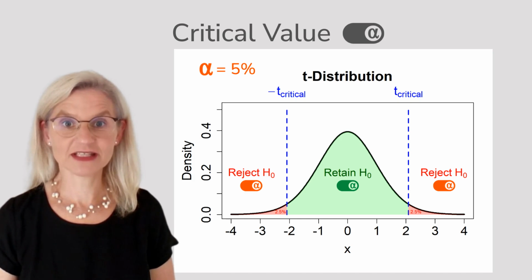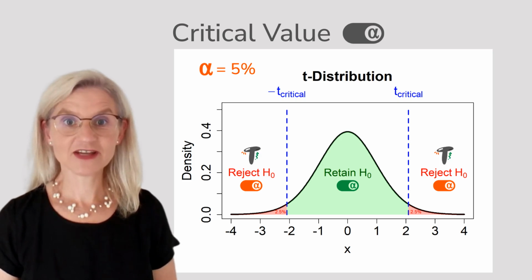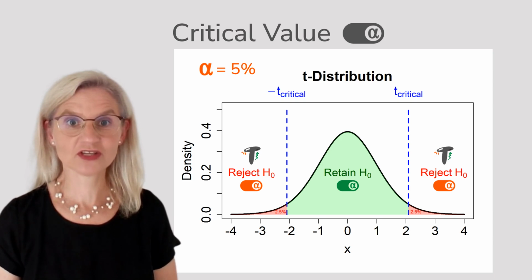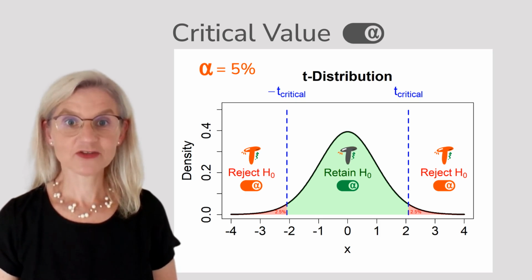Here in the graphic, you can see the different regions marked clearly. If the test statistic is very small or very large, that is smaller than the lower critical value or larger than the upper critical value, we reject H0. On the other hand, if the test statistic falls between the two critical values, we keep H0.